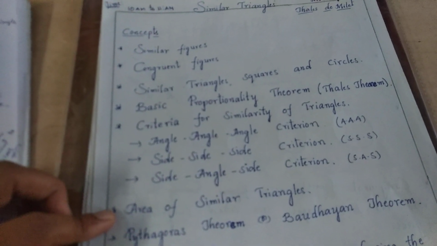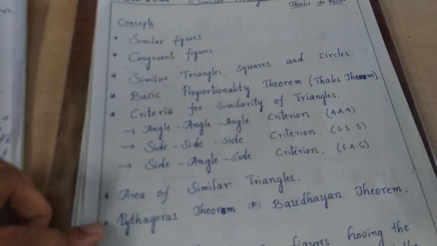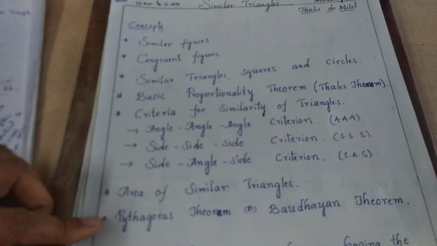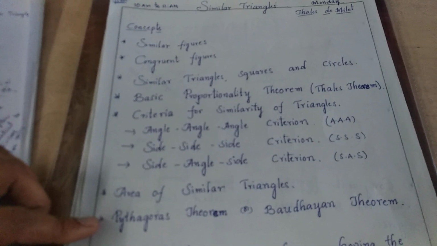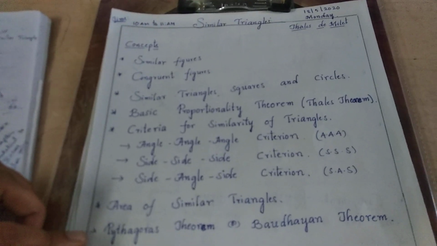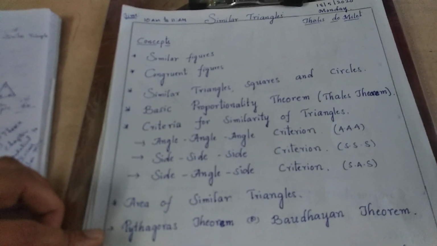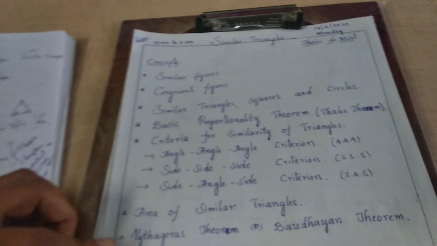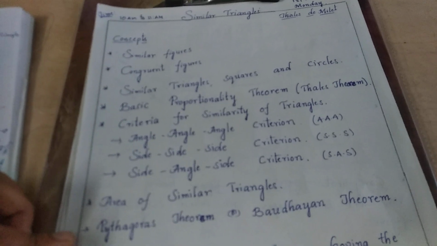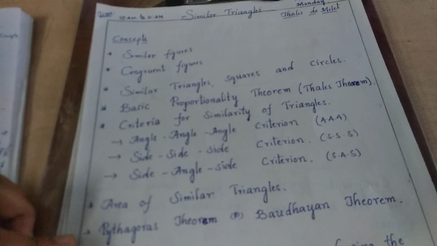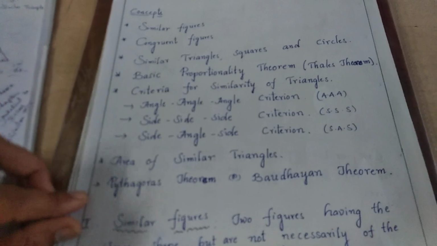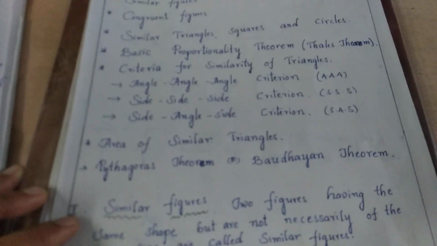Next, Pythagoras theorem or Baudhayana theorem. Totally, this chapter on similar triangles is based on congruency and similarity. Okay, children? First concept is the similar figures.